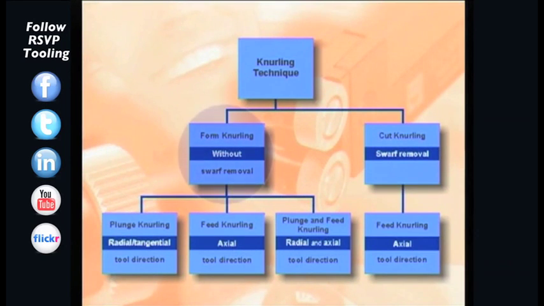Form knurling is the technique by which the profile is formed through a cold deformation of the material. With cut knurling, on the other hand, the profile is milled by swarf removal.